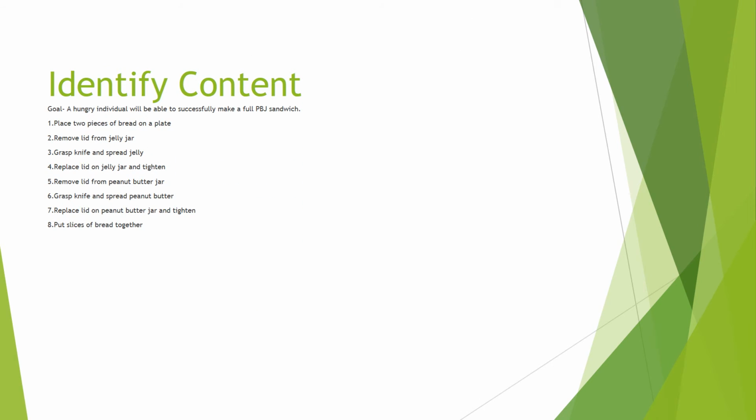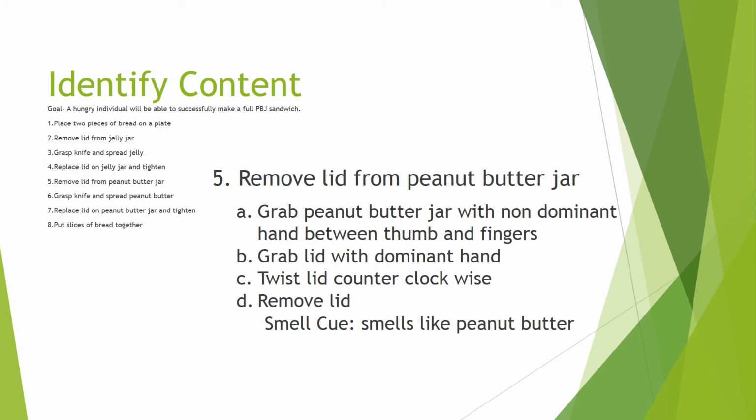Identify the content of our steps. Let's take a closer look at step 5. Within this step, the learner is required to do multiple things, so let's break it down. Each of these sub-steps will add up to the learner removing the lid from the peanut butter jar, and we have given the learner a smell cue to let them know when they have successfully completed this step and are ready to move on to the next one. When making a task analysis, you should do this for each individual step. We do not need to include a cue for each step, but it is often helpful to show progress.